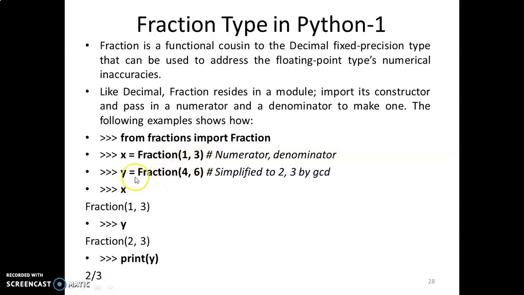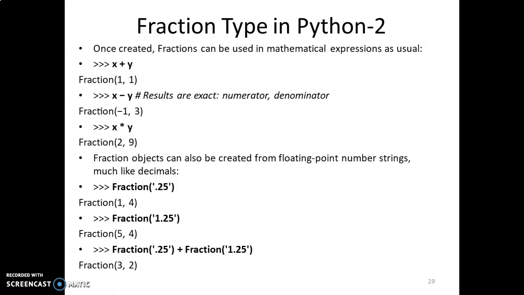So 1 is taken up as the numerator and 3 is taken up as the denominator. Similarly, to represent another fraction, we've taken y is equal to Fraction(4, 6). If you try to see here, x is this and y is this. Automatically it is simplified to 2 by 3 by the concept of the greatest common divisor. Now, once created, you can carry out various mathematical operations: addition, subtraction, multiplication. You can carry them all out with the Fraction function.